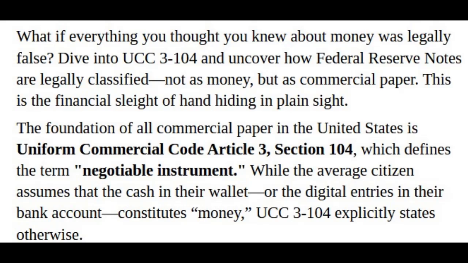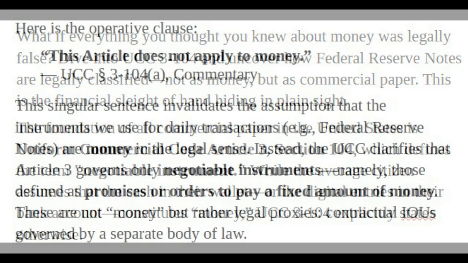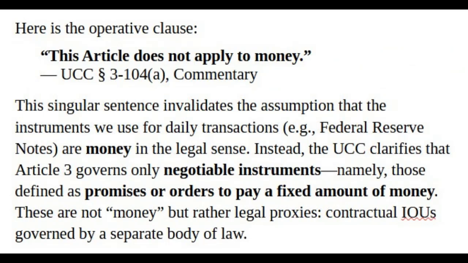The foundation of all commercial paper in the United States is Uniform Commercial Code Article 3, Section 104, which defines the term negotiable instrument. While the average citizen assumes that the cash in their wallet or the digital entries in their bank account constitutes money, UCC 3-104 explicitly states otherwise. Here is the operative clause. This article does not apply to money.